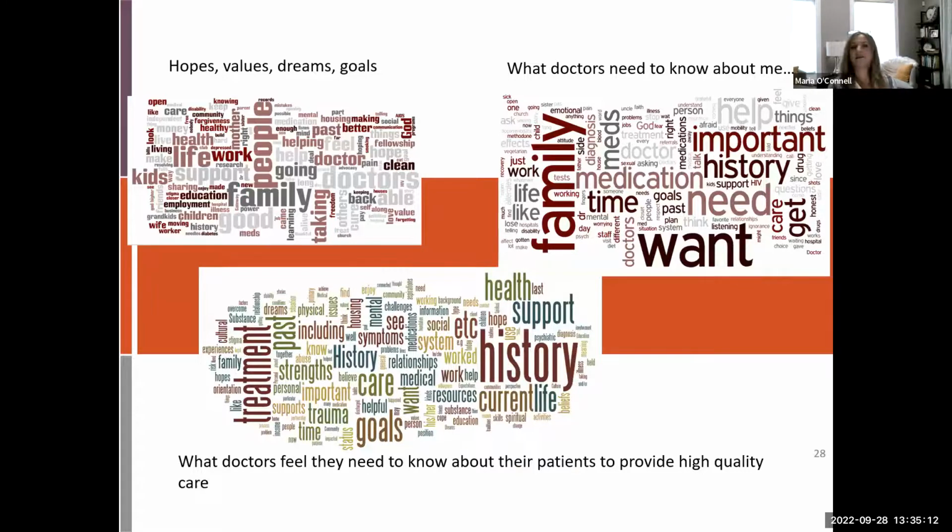And you can see they're a little different. So up here in this corner, what are most important, the values, goals, what gives people meaning in their life? What do doctors need to know about them? And then here's what doctors said that they think they need to know about their patients in order to provide high quality care. There's some things that are missing.